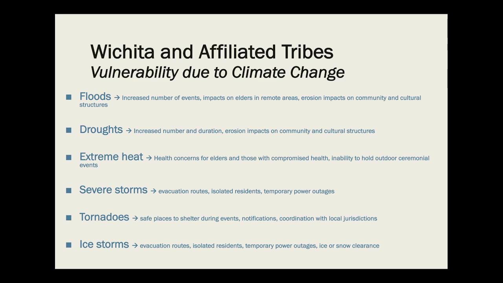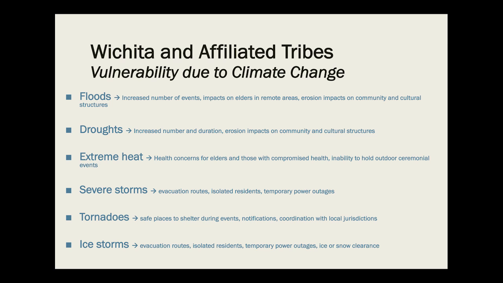Severe storms. Some of the concerns were evacuation routes. Do they have multiple ways in and out of an area for their isolated residents? How do they address temporary outages? Tornadoes: increasing the ability for people to get to a safe place to shelter during these events, and increasing the notification and coordination with other jurisdictions.